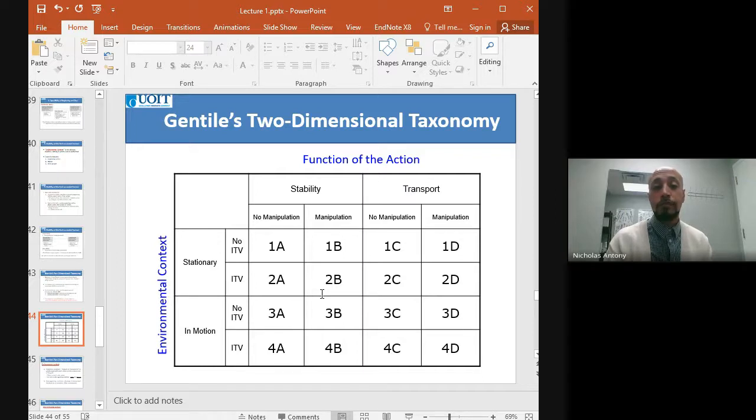Does that make sense, everyone? Because then the next little bit of lecture, the next couple of minutes, I'm just going to talk about how to use the taxonomy.